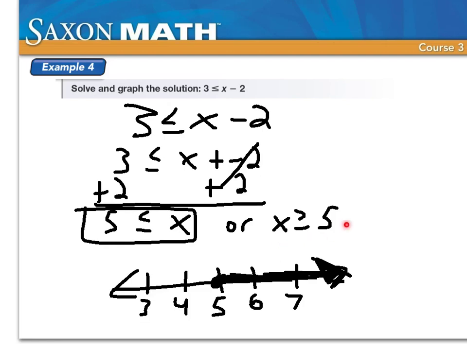Now it's up to you. If you think you can handle just flipping the whole thing around to help you graph, it's fine. Otherwise, we can leave it like this and still graph logically by saying we're going to put a dot at 5 and shade toward numbers that 5 is less than. And 5 is less than 6 and 7, so I shade this way.